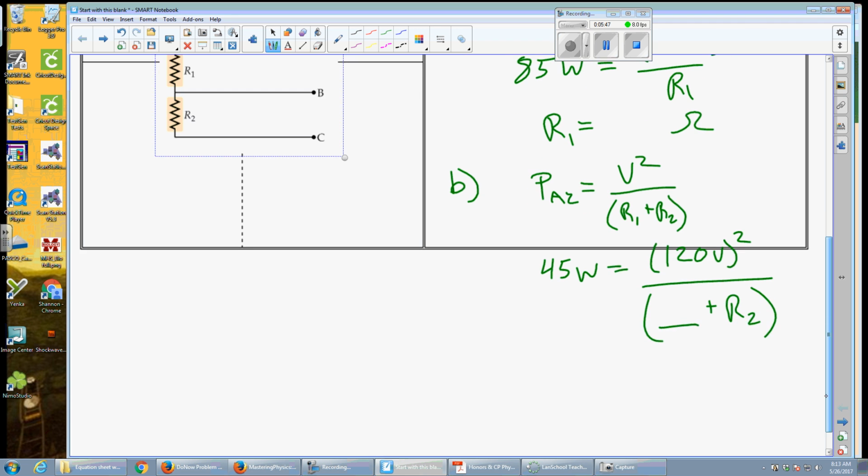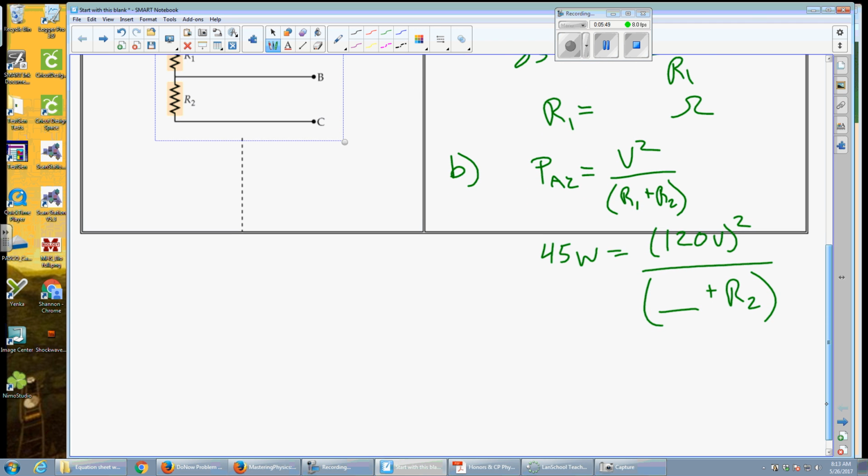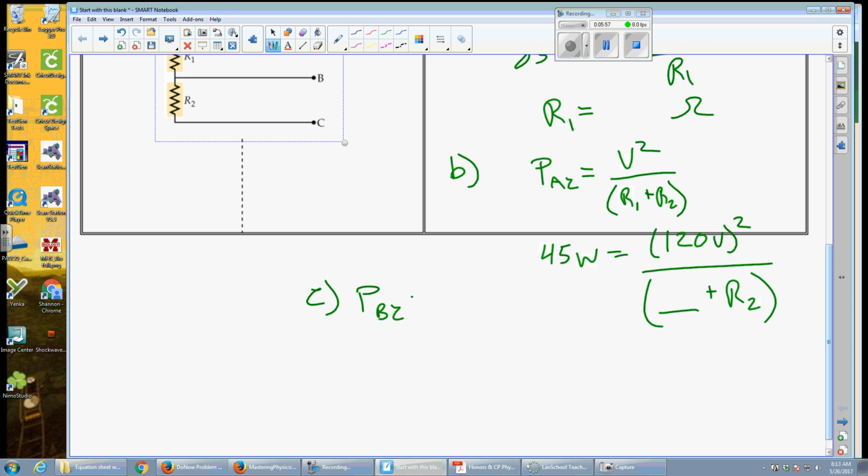And then the last part, part C, they want to know what's the power when it's connected between BC. And again, I'm going to use V squared over R, and this time it would just be R2. And I'm sure that after practicing the first two parts, you can use those skills to get the third part. Let me know if there's any questions.